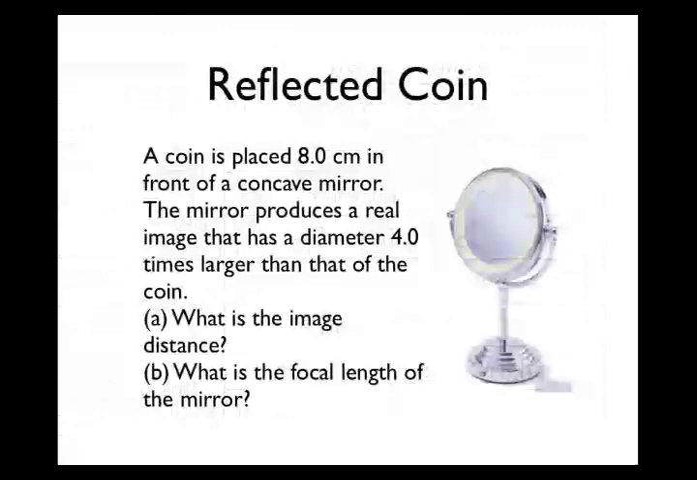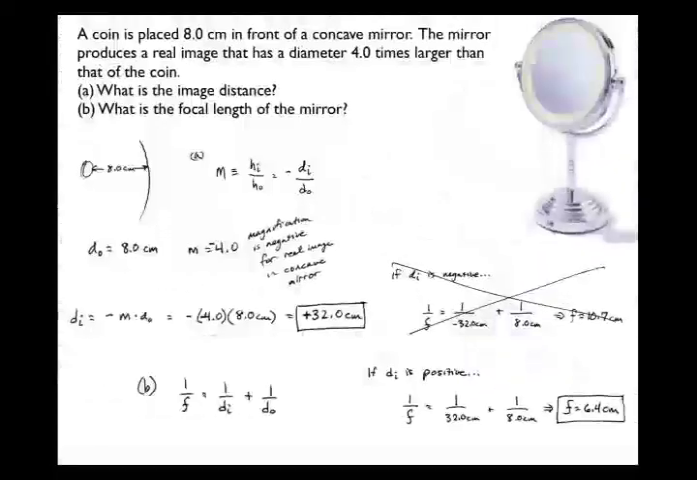So let's do a practice problem with the idea of a curved mirror. Here's a question about a reflected coin. If you take a coin and you place it 8 centimeters in front of a concave mirror, and the mirror produces a real image that has a diameter that is 4 times larger than that of the coin, what's the image distance? How far away is the image from that mirror? And what is the focal length of the mirror? All right, let's work that out.